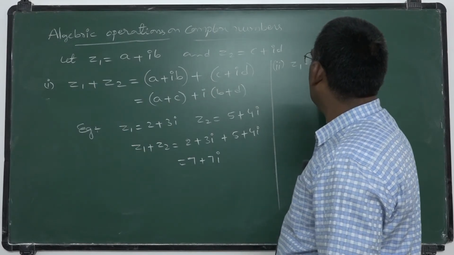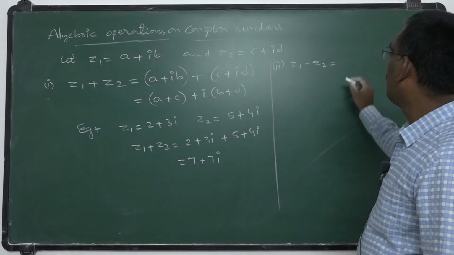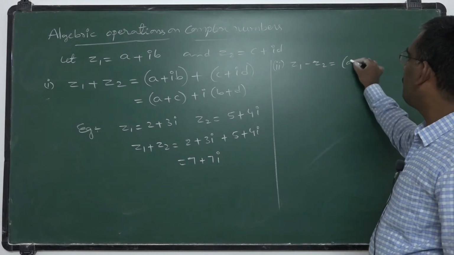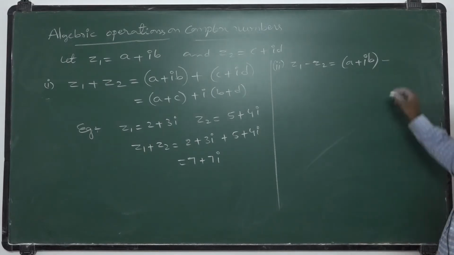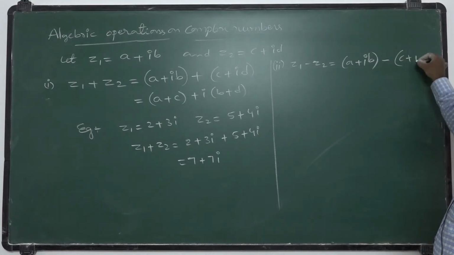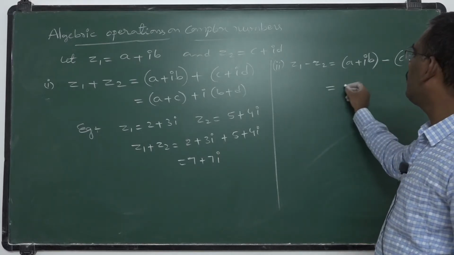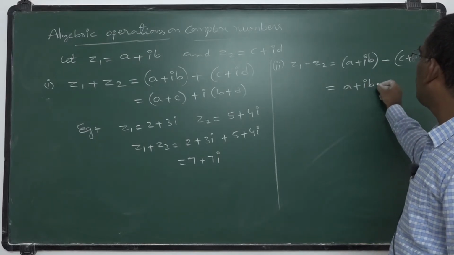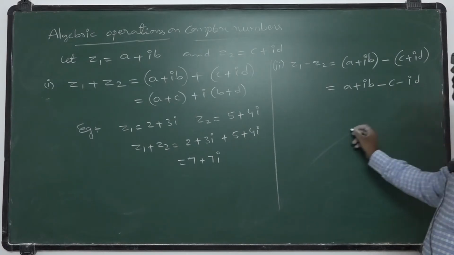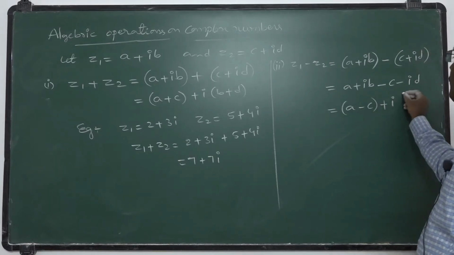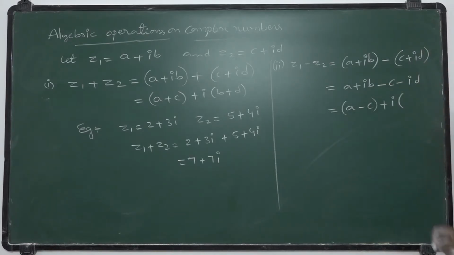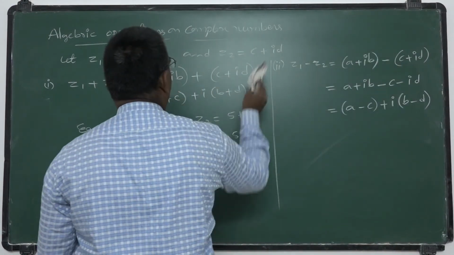Now we discuss the subtraction, the difference between complex numbers. z1 minus z2 is equal to a plus ib minus c plus id. So this is equal to a plus ib minus c minus id, which is equal to a minus c plus i of, taking i common in the imaginary numbers, b minus d. Similarly, multiplication of complex numbers.